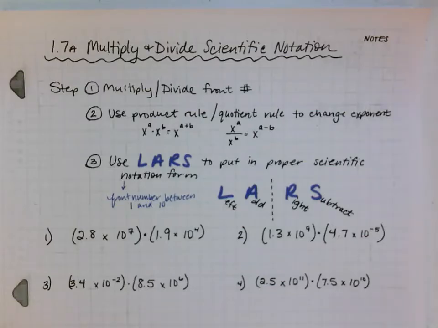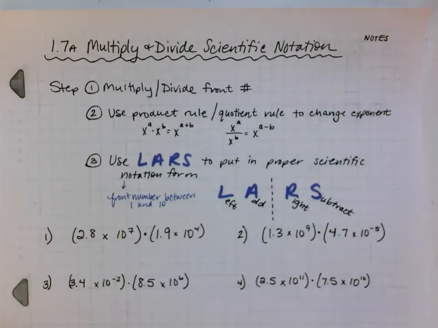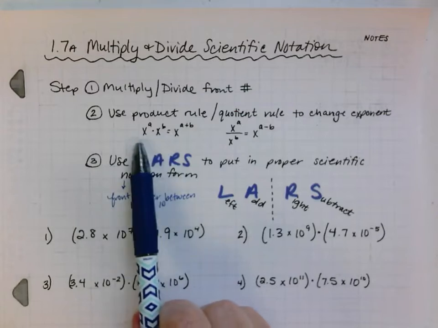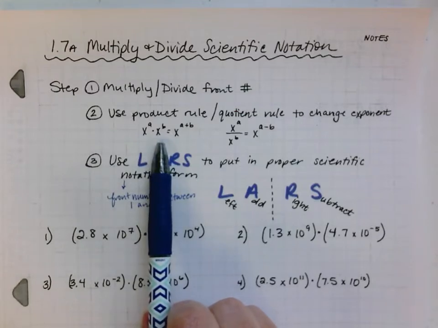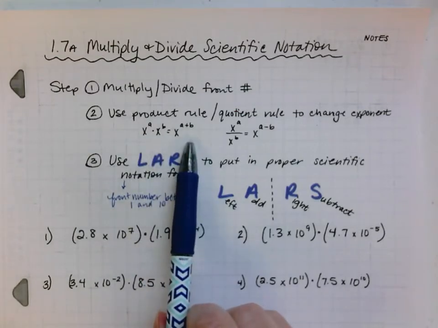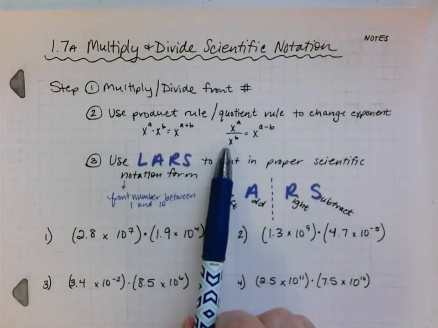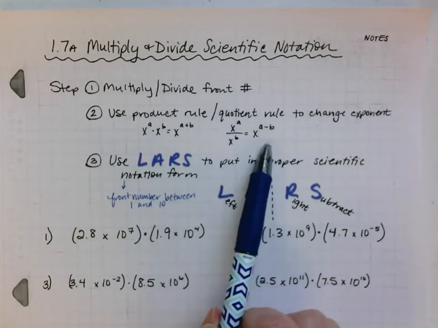Today we're looking at how to multiply and divide scientific notation. There's three basic steps to how we'll solve these problems. The first is that we're going to multiply or divide the front numbers, depending on what the problem asks for. Second, we're going to use our product rule or our quotient rule to change the exponents. Remember, product rule says if you have two exponents on the same base, you can add the exponents. If you have two bases that are the same, you can subtract their exponents for quotient rule.